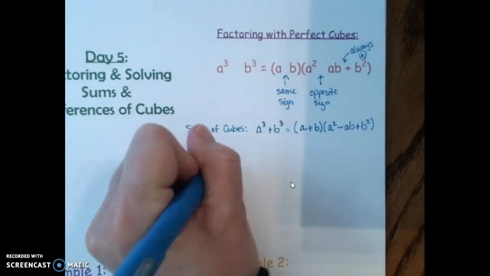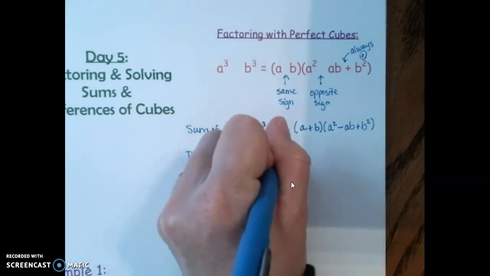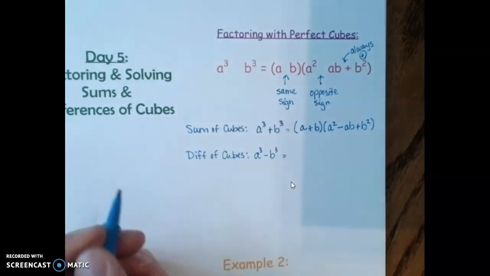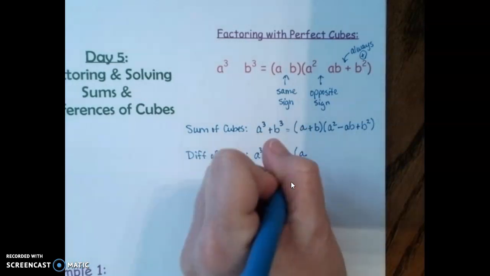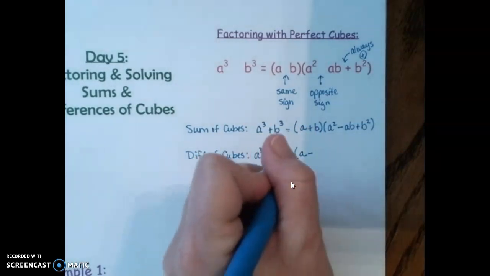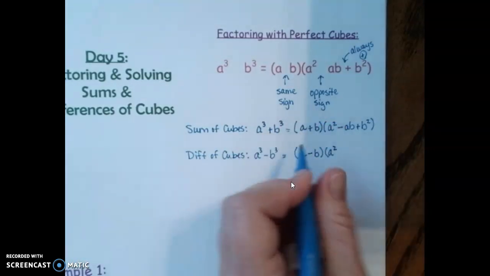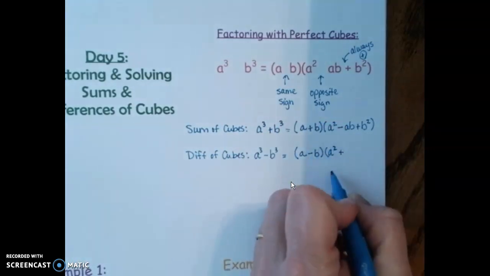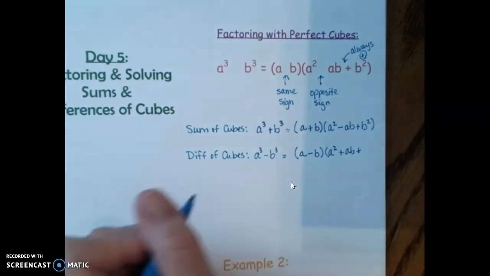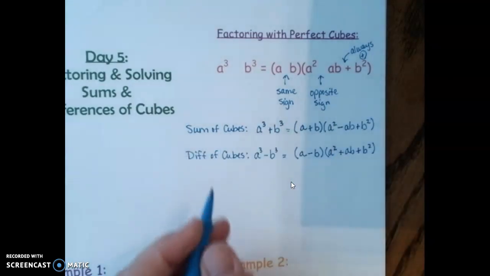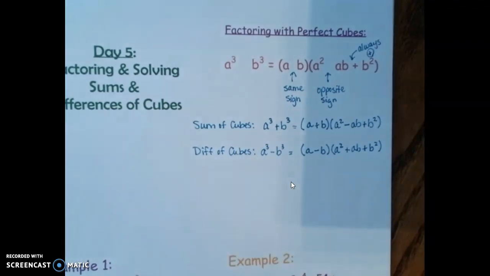If it's a difference of cubes, it would be a to the third minus b to the third, like this. So the cube root of a to the third is a. We want to keep the same sign. The cube root of b to the third is b. Square your first term. Opposite sign this time. Multiply these two terms together. Always a plus. Square that last term. So these are the rules for factoring with perfect cubes.